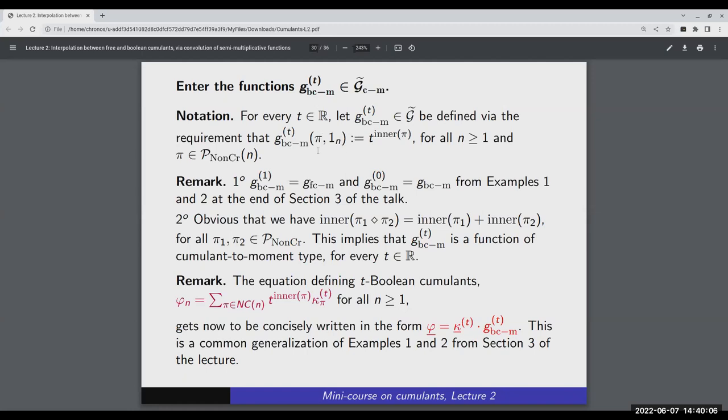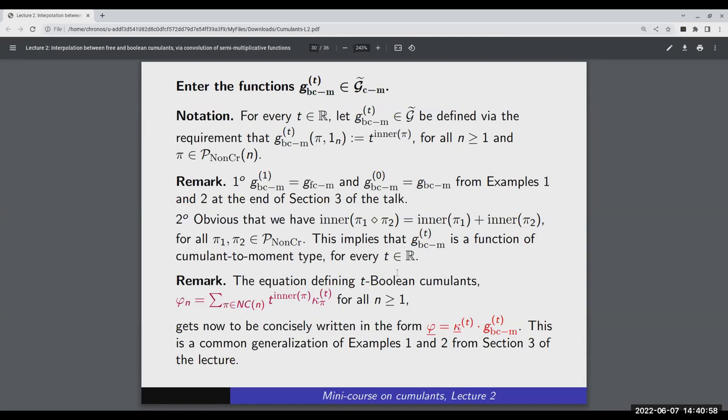And we take t to the number of inner blocks of pi. And then obviously if we make t equal to one, then this is identically equal to one, so we get free cumulants to moments. If we put zero, this is one when you are dealing with an interval partition and zero otherwise. So at t equals zero, you get the transition Boolean cumulants to moments. It is immediate that when you do a concatenation, the number of inner blocks adds, and this immediately tells you that indeed this function will be cumulant to moment type.